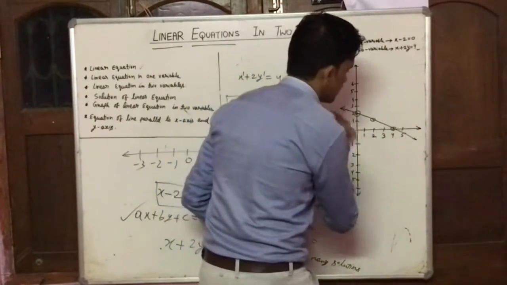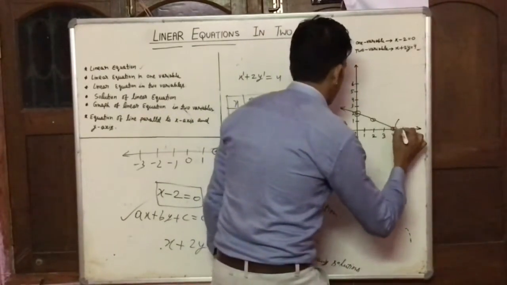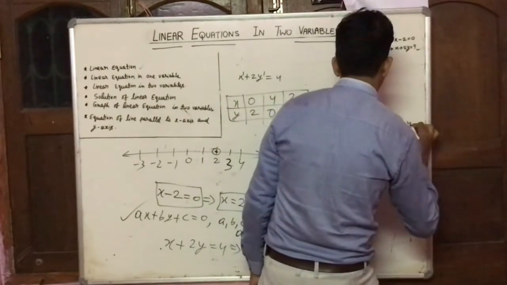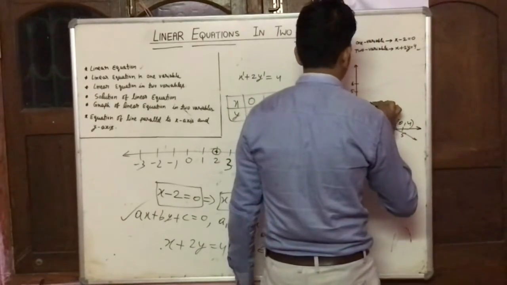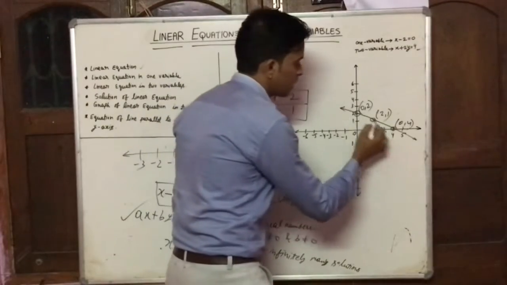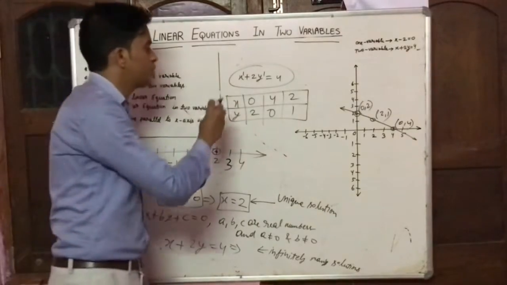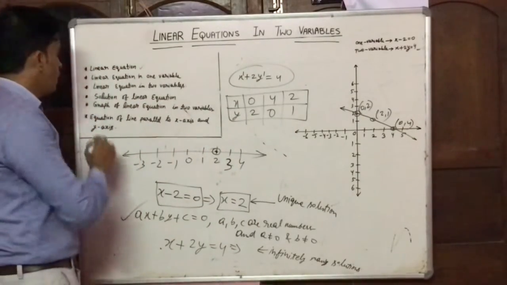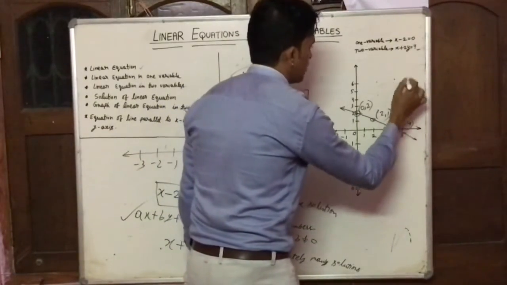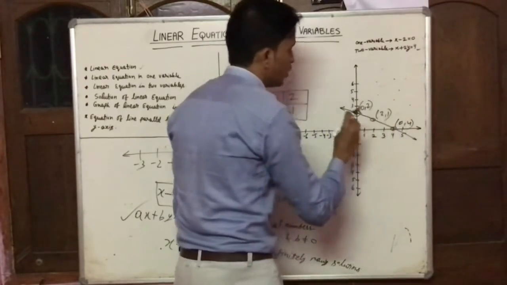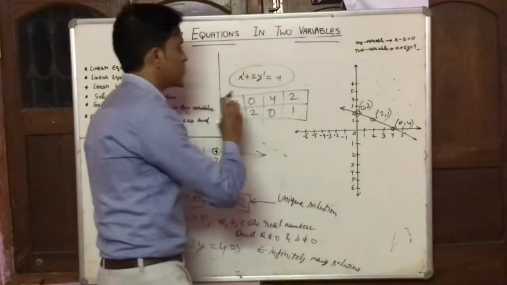So look, we got a straight line here. These are the coordinates. Let me write down the coordinates: (0, 2), (4, 0) and (2, 1). So in this line, whatever points are included, they are the solutions of this linear equation. Remember, they are the solutions of this linear equation. So this is how we plot it. Outside the line there are many points. These points are not the solutions of this equation, but the points which are included in this straight line are the solutions of this linear equation.